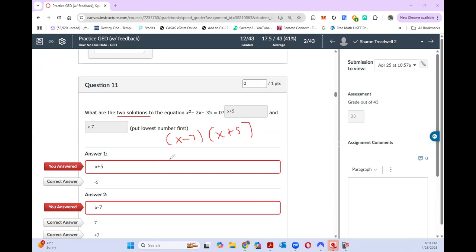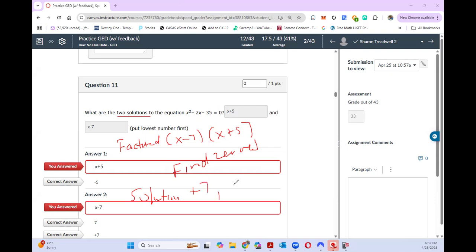You were correct. So remember, in order to solve it, we've got to find the zeros. The opposite of minus 7 is what? You factored it right. But to find the solutions, you have to see what values of x would make this 0. So the opposite of minus 7 is plus 7.